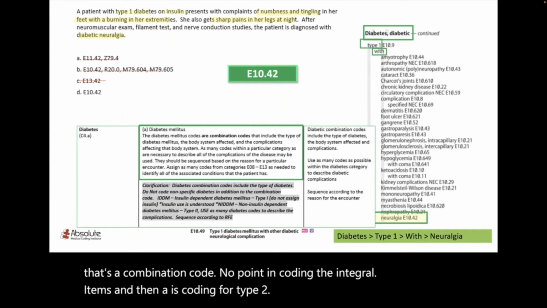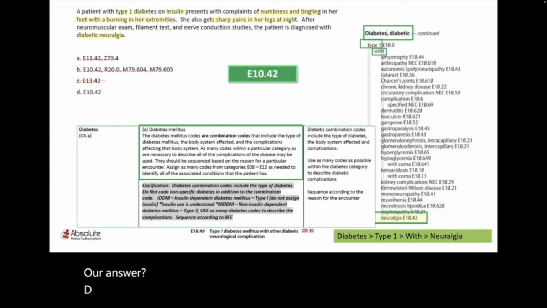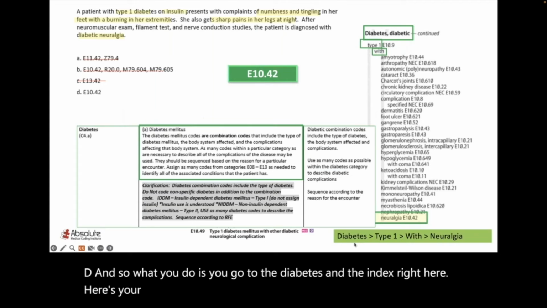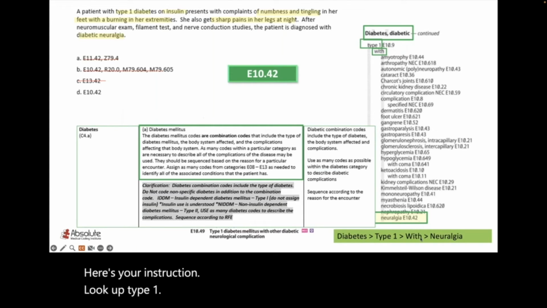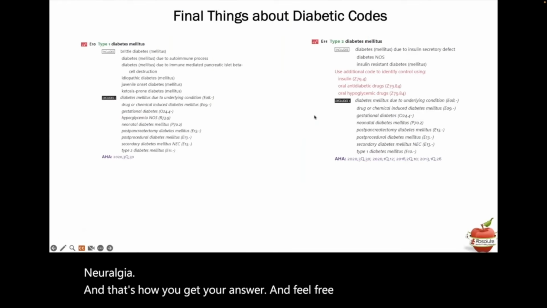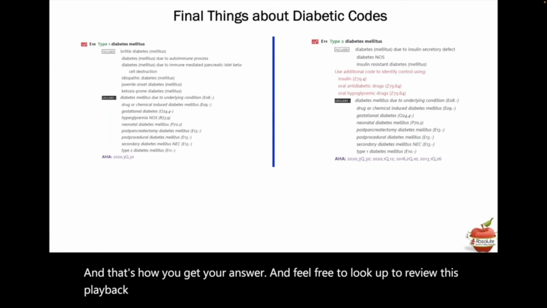Our answer, D. And so what you do is you go to the diabetes and the index right here. Here's your instruction. Look up type 1 with neuralgia. And that's how you get your answer. And feel free to review this playback. You're going to get more the next time you see it.